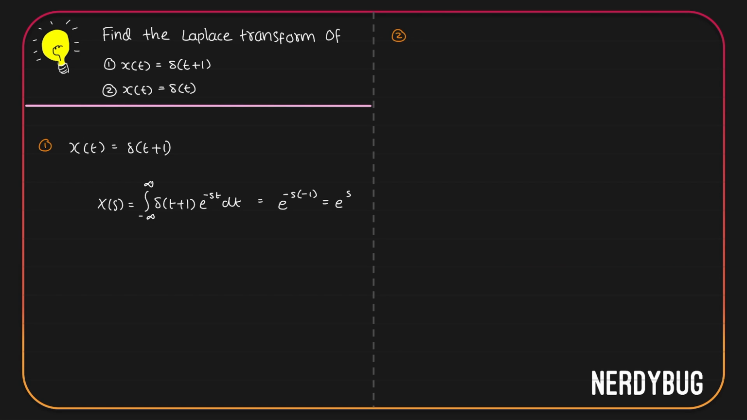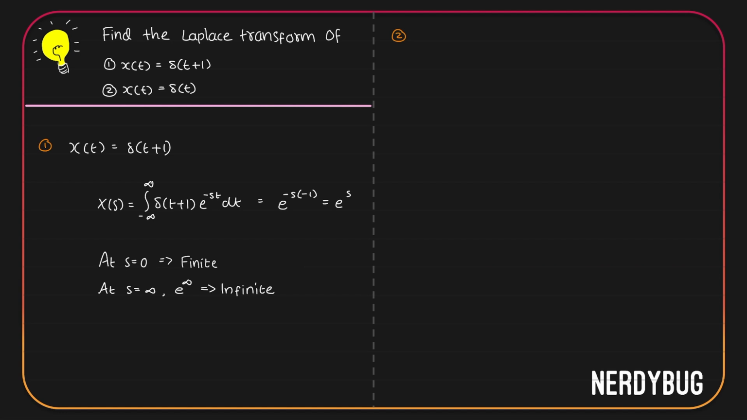Now, since delta of t plus 1 is a finite duration signal, the region of convergence is supposed to be the entire S-plane. But let us check for s equal to 0 and s equal to infinity. At s equal to 0, x of s will be e raised to 0, so it is a finite value. But at s equal to infinity, x of s will be e raised to infinity, which is an infinite value.